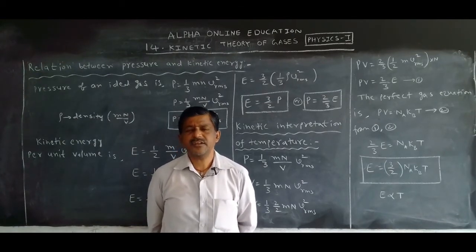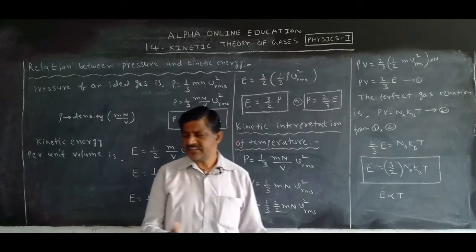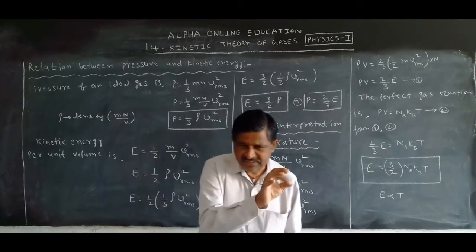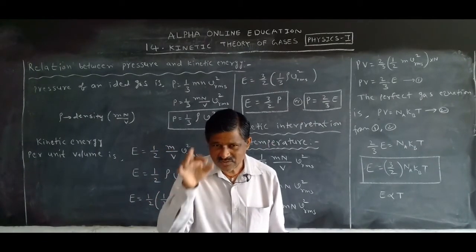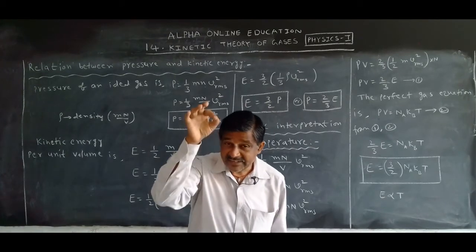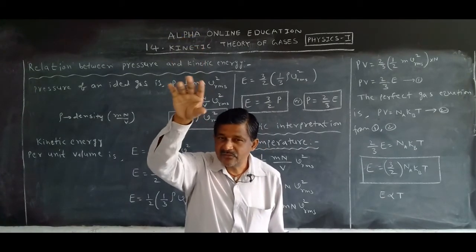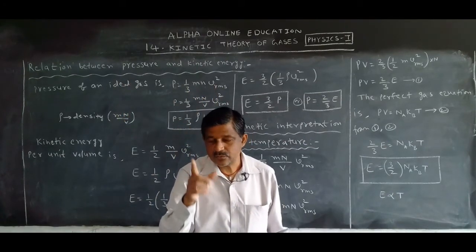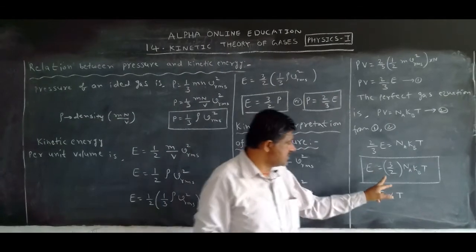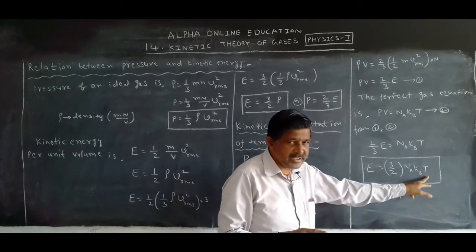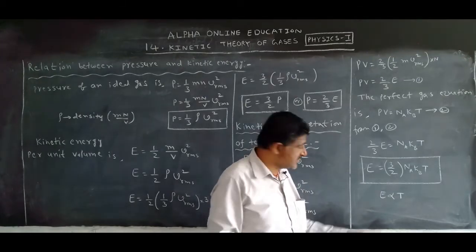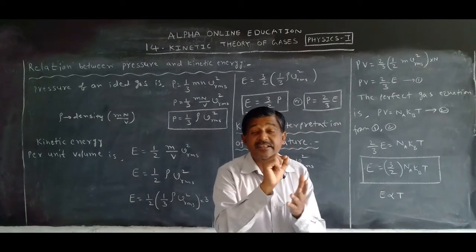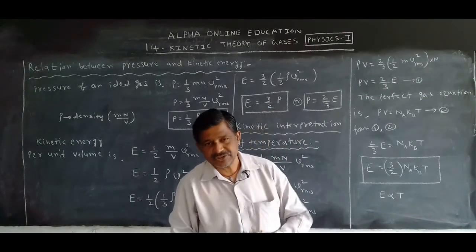We know the definition of kinetic energy. When an object is in motion, it possesses energy, and that energy is called kinetic energy. The equation for the kinetic energy of all objects is half mv square. But for gases, what is the equation for the kinetic energy? E is equal to 3 by 2 Na kB T. The gas molecule's kinetic energy depends on absolute temperature. From this equation, we get the definition of absolute temperature.